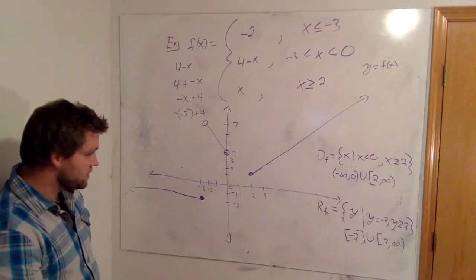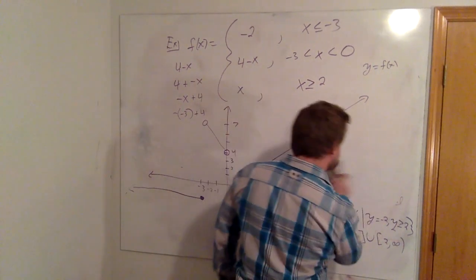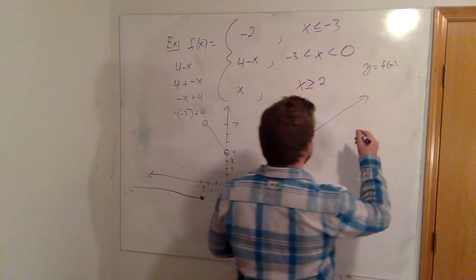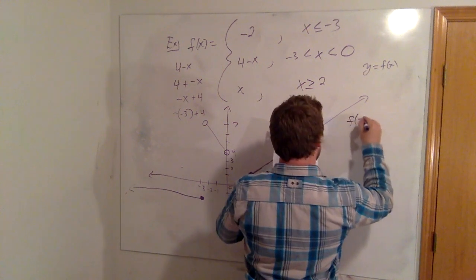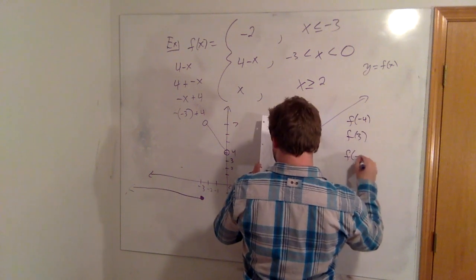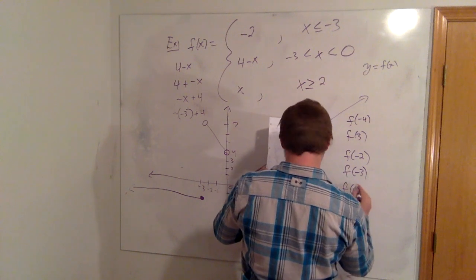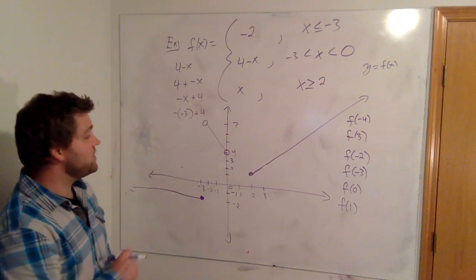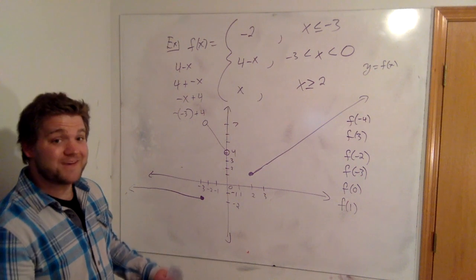So let's go ahead and do some evaluations. Let's evaluate. I want you all to evaluate f of -4, f of 3, f of -2, f of -3, f of 0, and f of 1. So go ahead and pause the video and try to evaluate this piecewise function at these points here. Okay, let's do it together.